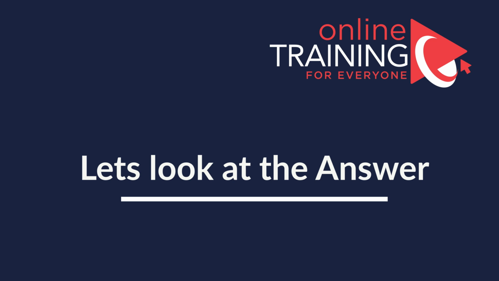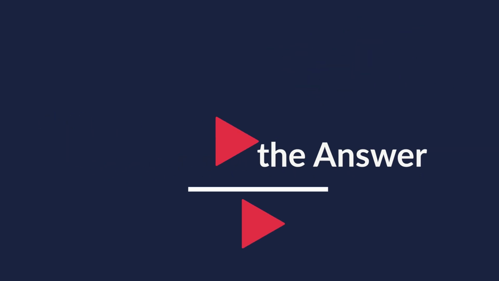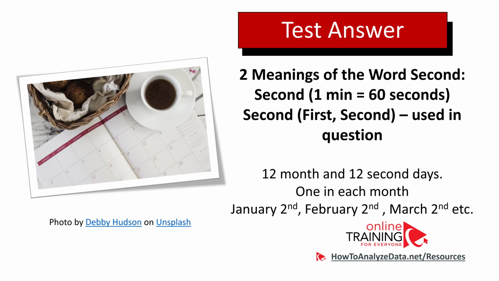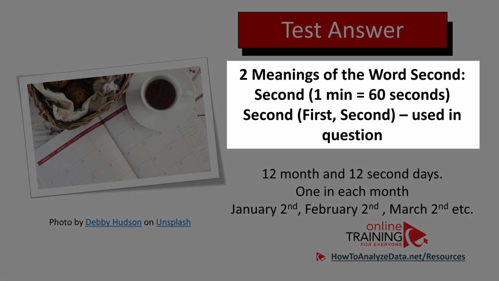Now let's continue and get to the correct solution together. Obviously, this is a tricky question, and it challenges your understanding of the word second. There are 2 meanings of the word second. One is second, for example, 1 minute has 60 seconds. But the other is second, where you have a sequence of first and second. And the second meaning is used in this particular question.